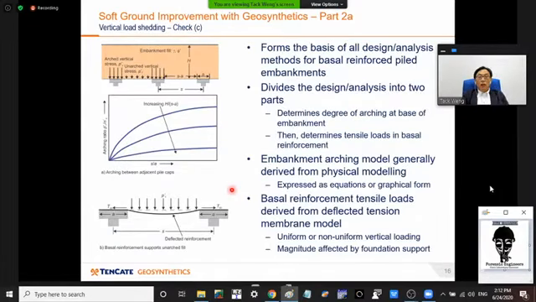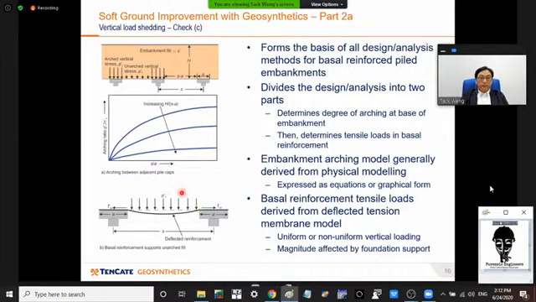So we know that a certain portion of the embankment fill load does not get transferred directly onto the pile cap top by arching. So that load has to be carried by the reinforcement that spans that gap. And BS8006 also provides a calculation method for that.